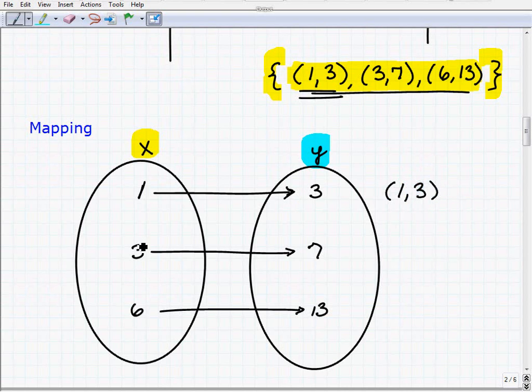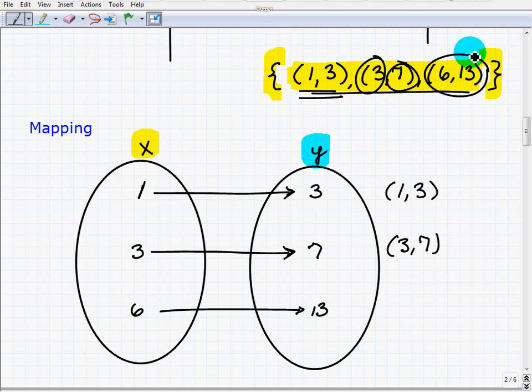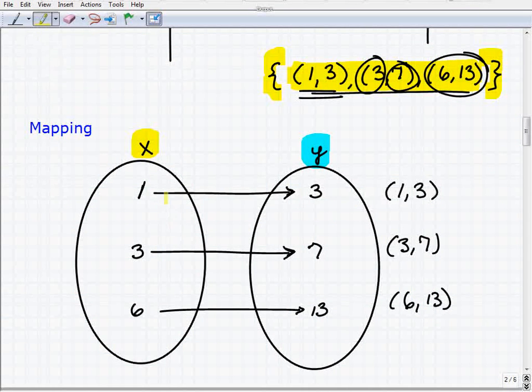And you can see here 3 is pointing to the 7. Okay, that's the y value of this particular point, so that's the point (3, 7). And then 6 points to 13, representing this point. So this right here is an illustration of a mapping diagram. This is a mapping diagram.